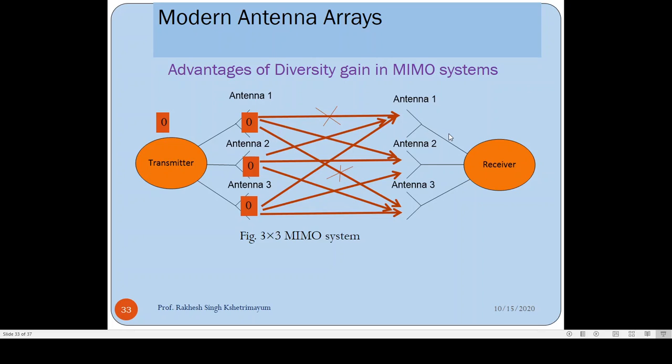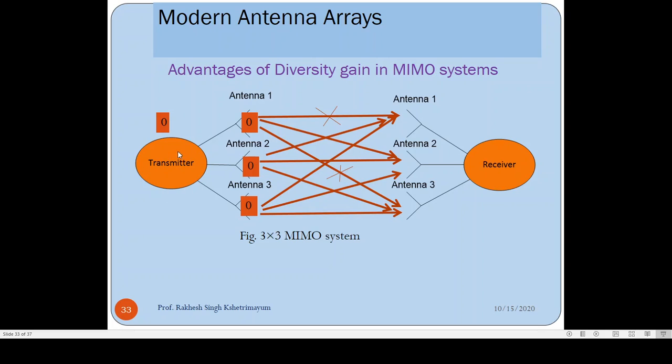Had it been one antenna and one antenna, let's say antenna 1 and antenna 1, we have only one path here, and if this path is blocked, then the signal or bits or symbols you have sent from antenna 1 won't be able to reach this antenna 1. In that case, the receiver won't be able to decode the message which has been sent from antenna 1. So that is the major issue. If you have a single antenna at the transmitter and a single antenna at the receiver, whenever there is a problem with this path, you won't be able to detect the signal or decode the message sent from the transmitter.